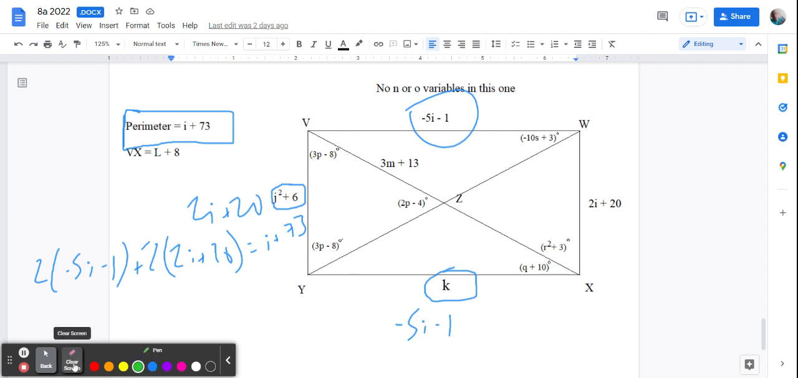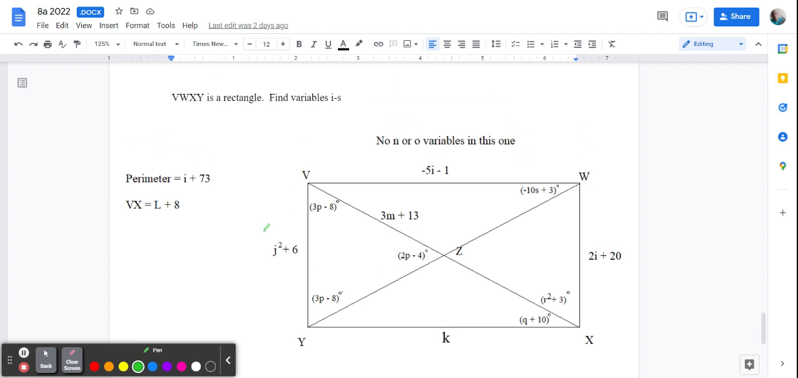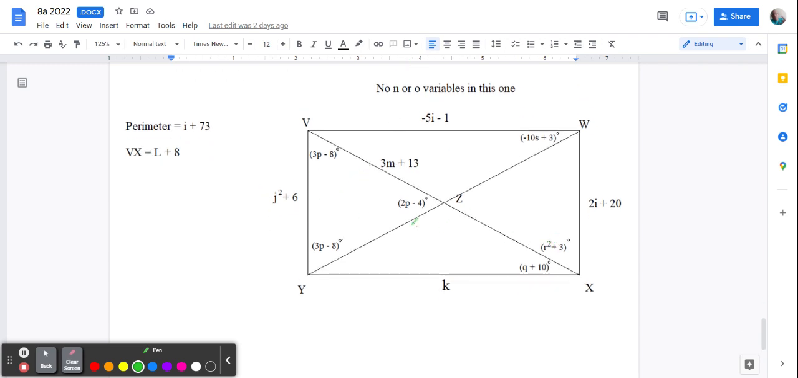Clearing the screen. All right, I, K, J, L, M, N, O. So next we're going to have to go out of order a little bit. We could find P. Here we have a triangle. Those angles are going to add up to 180. It's a triangle, so that'll help us find P.